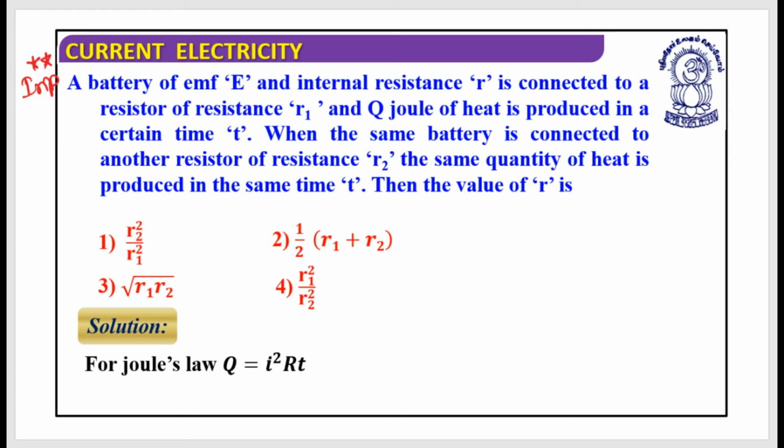What does it say? It says a battery of EMF E and internal resistance R is connected to a resistor of resistance R1, and Q joule of heat is produced in a certain time t. When the same battery is connected to another resistor of resistance R2, the same quantity, Q joule of heat, is produced in the same time t. Value of R is, take a time of 10 seconds and read it again.